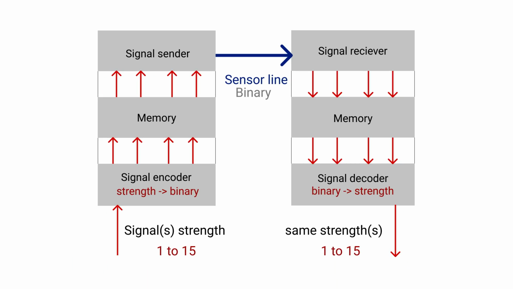I will do a video on each of these parts, explaining how they work and how to build them, but let's see just now the idea behind each of the elements and the difficulties you have to overcome in order to make them. Let's start with the signal encoder and decoder, which use binary.